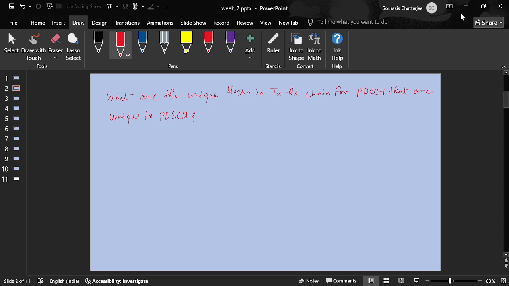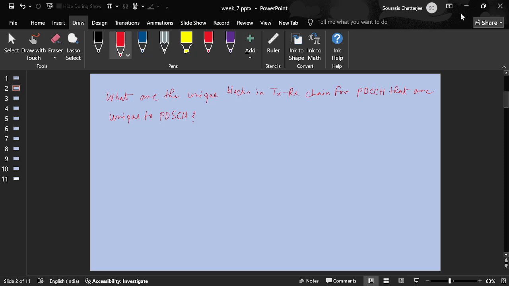That time CORESET 0 and search space 0 will come into the picture, and the DCI will be scrambled with SI-RNTI. And what does SI-RNTI stand for? It is used for system information, and that will be common for all the UEs. All the UEs will be reading the same sequence. So this CORESET 0, what is being transmitted in CORESET 0?